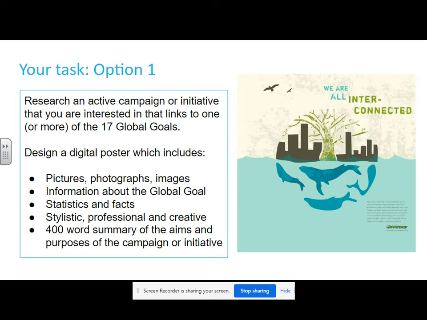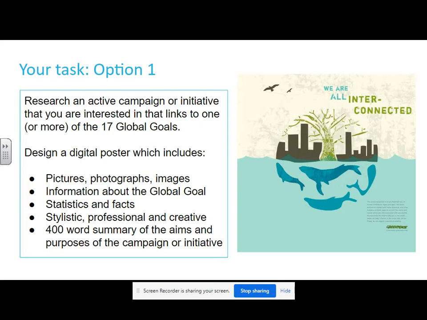And I'd like to go out and research a little bit, well, not go outside, but find out a little bit more about it. Design a digital poster is option number 1. So you can include things like pictures, photographs or images. Of course, we all know what a digital poster might look like. Information about the global goal, so kind of standout information. Statistics and facts that you've researched and fact-checked.